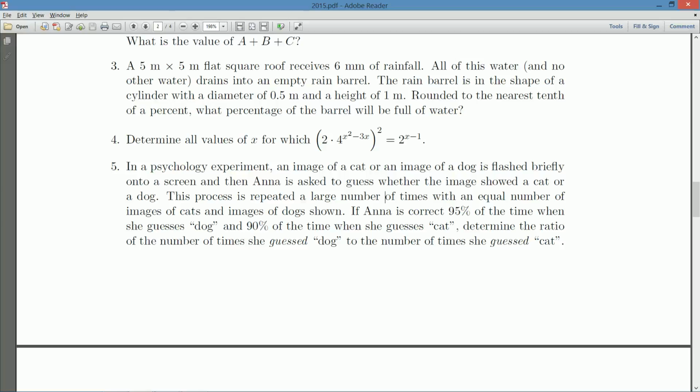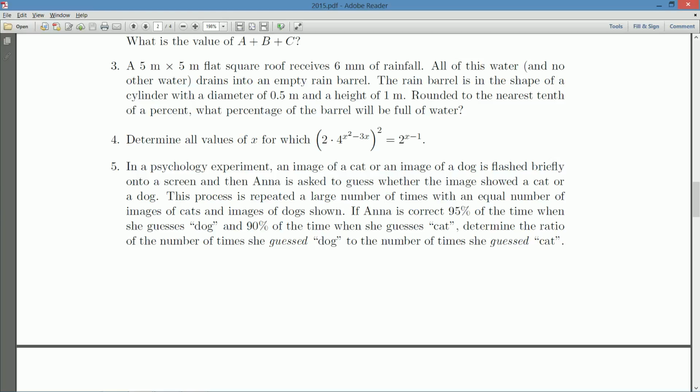We'll probably have an equation set up where C is the number of images of cats equals D, the number of images of dogs. Maybe something like that. Alright, let's finish off the question here. If Anna is correct 95% of the time when she guessed dog, and 90% of the time when she guessed cat. So, if she guessed cat 10 times, 9 of those times it was a cat, and 1 of those times it was a dog. That's what they're saying here. Determine the ratio of the number of times she guessed dog to the number of times she guessed cat.